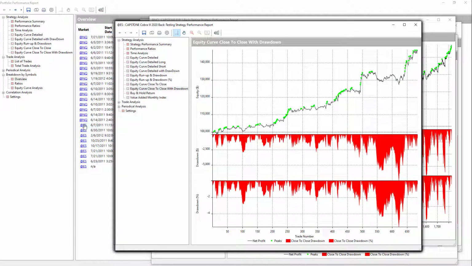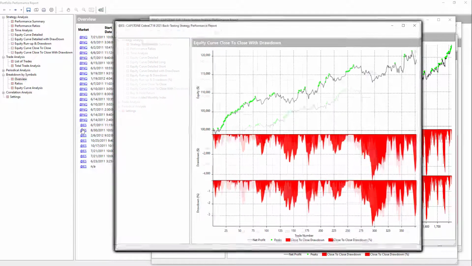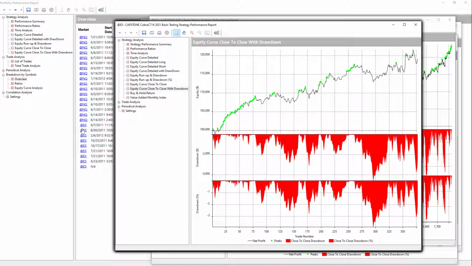And let's look at the ES trades again. Now, Cobra 3 2020, very good on the long side. Remember, the short side was kind of so-so, very choppy equity curve on the long side. And so Cobra CT3, this is a long only strategy, very consistent.